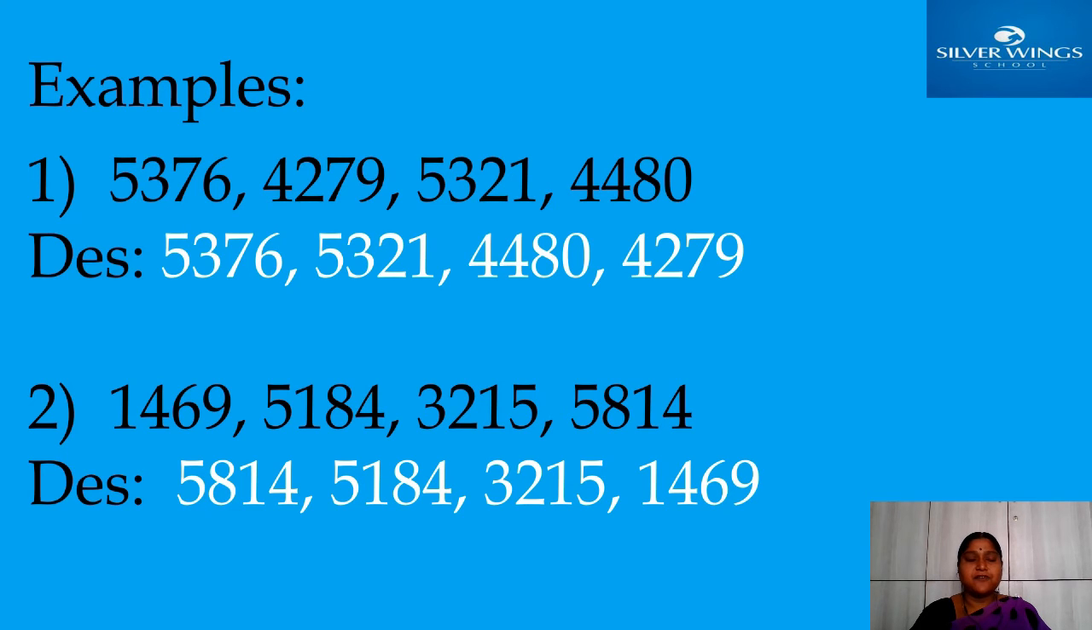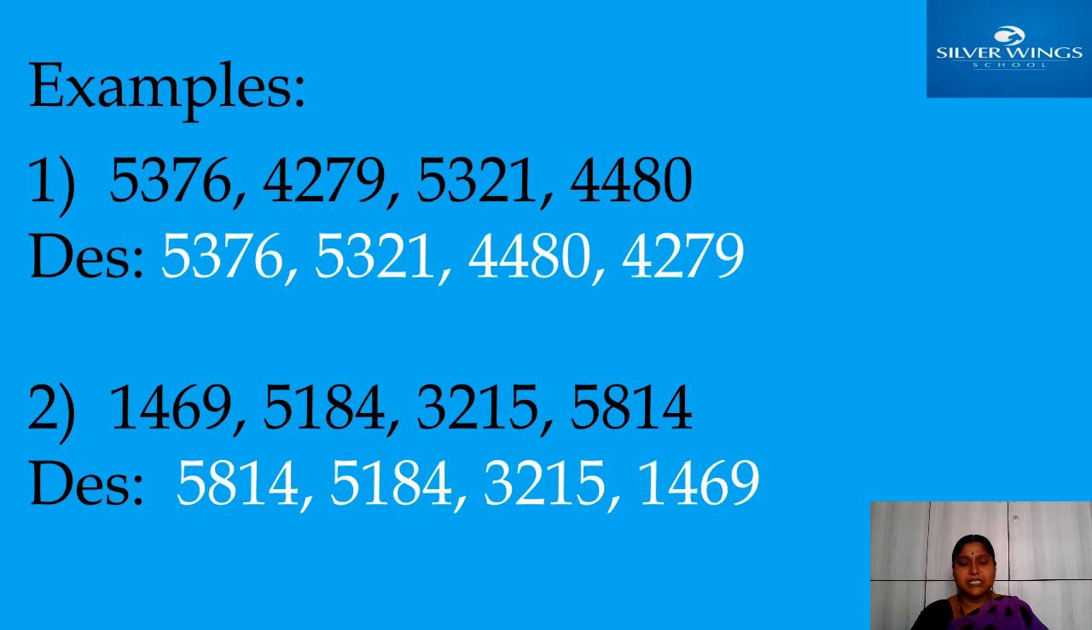So you should write the first number, 5376, in the first place. Immediately you should write the third number in the second place, because 5 is greater than 4. Now come to the second number and the fourth number. Select the big number from these two numbers only. What is the second number? 4279. And what is the fourth number? 4480. Now these two are 4-digit numbers.